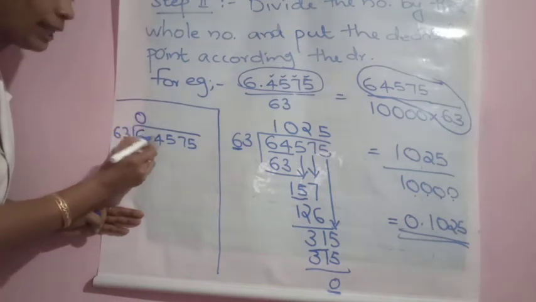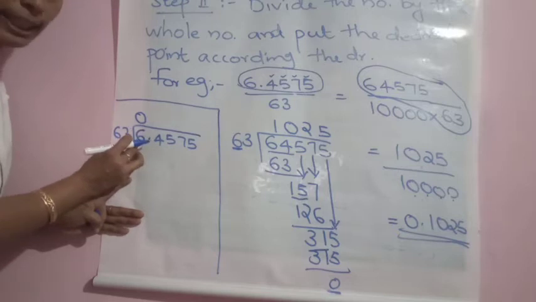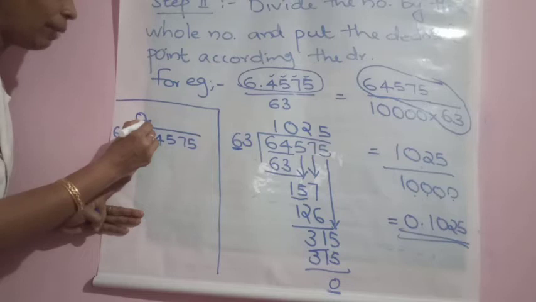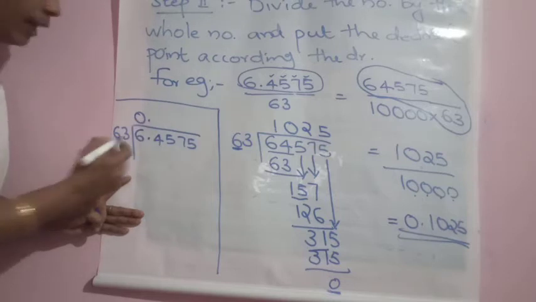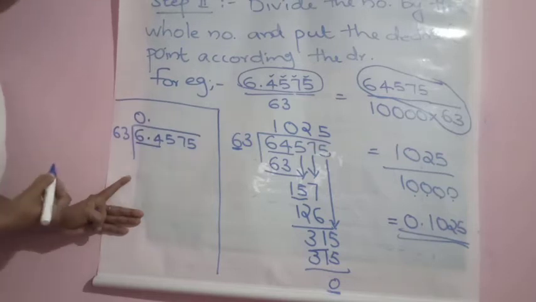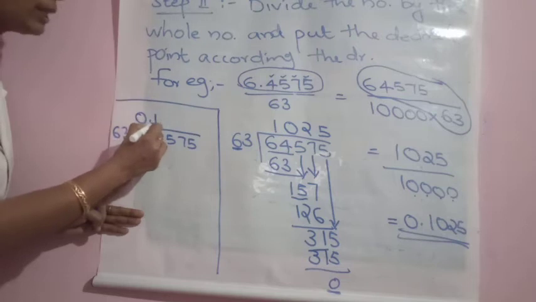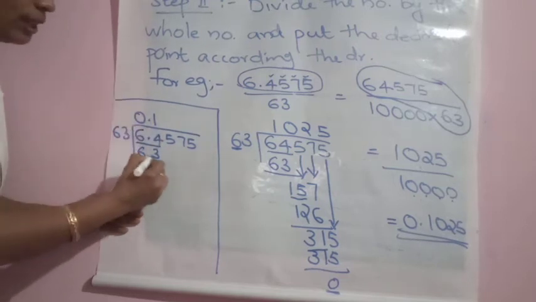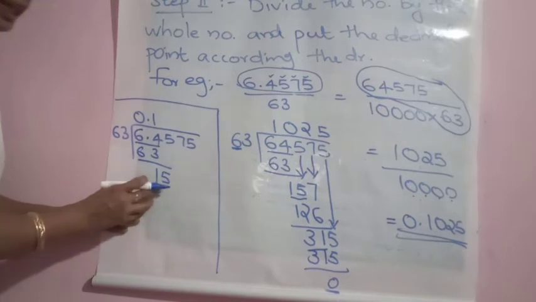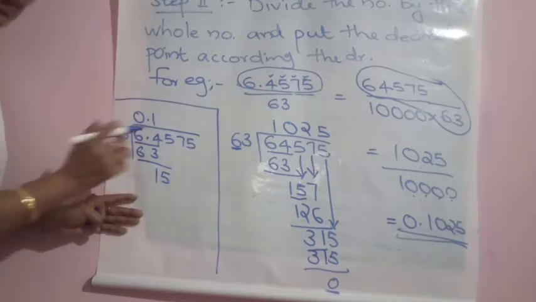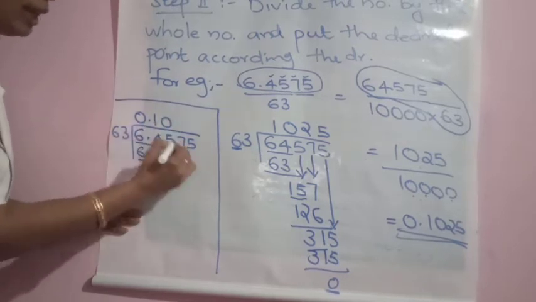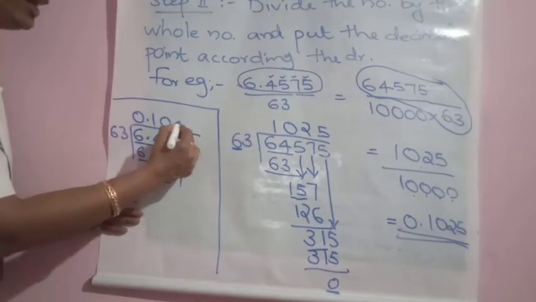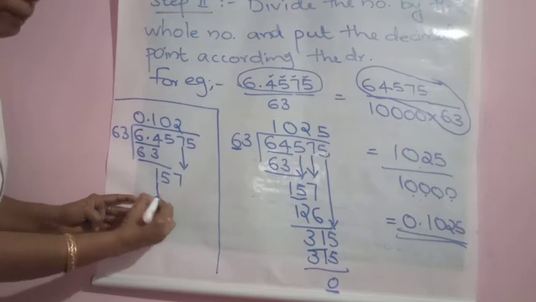Then after 6, we need 4 next to the 6, isn't it? But before that, there is a decimal point. Keep the same decimal point on the top. Now the number is 64. In 64, how many 63s are there? One time. That one is coming here. So 63 and 15. Is 15 divisible by 63? No. 0 times. And bring down 7. 157. In 157, 2 times only is possible. 126.